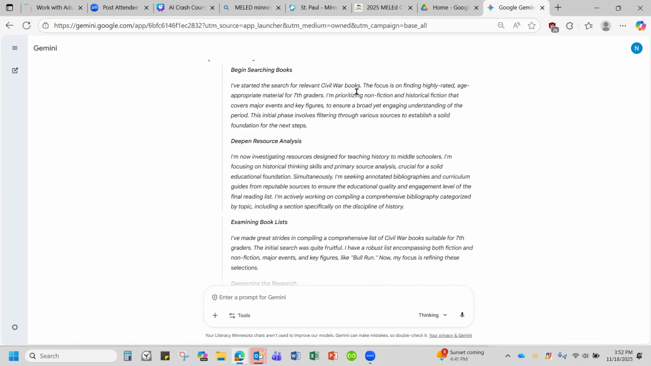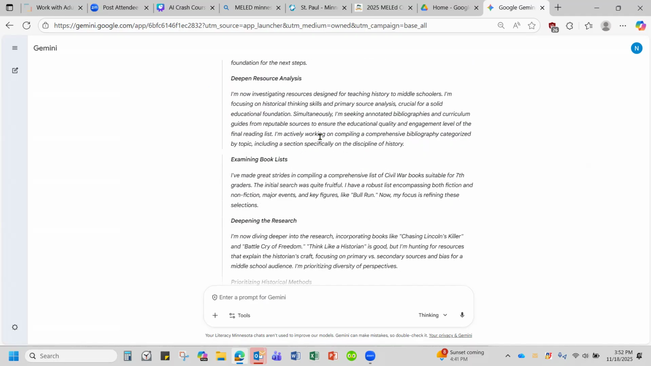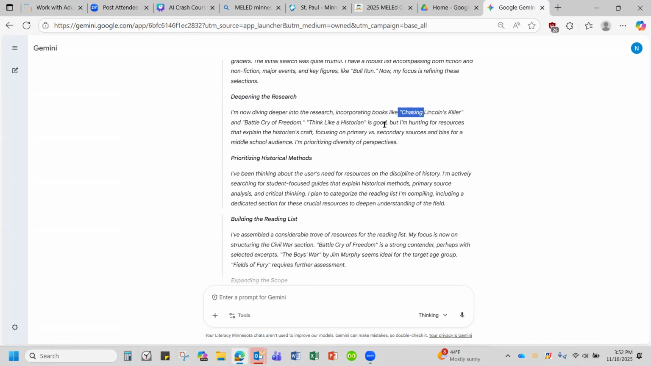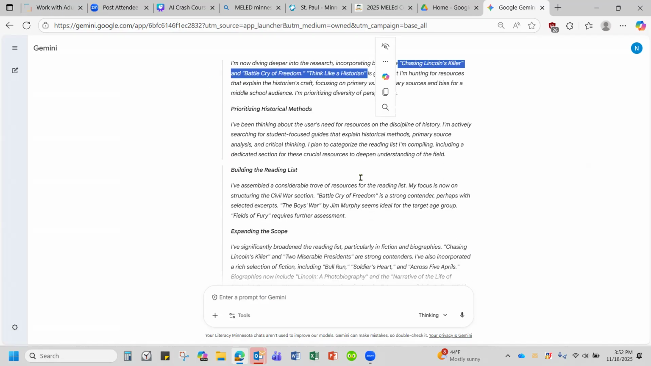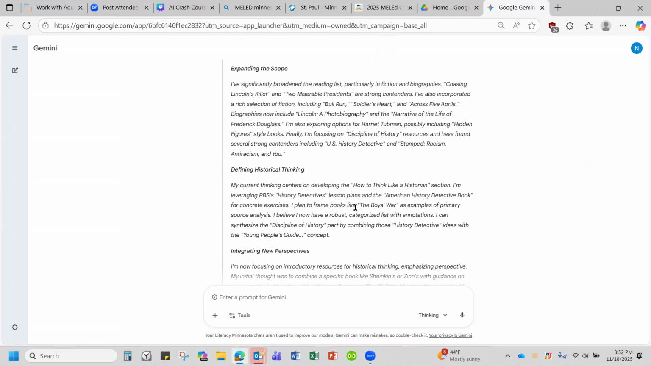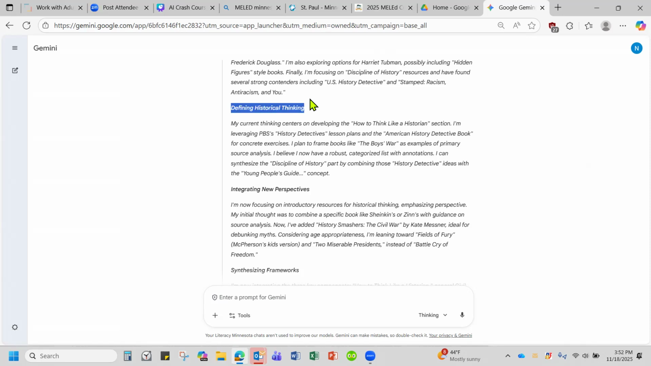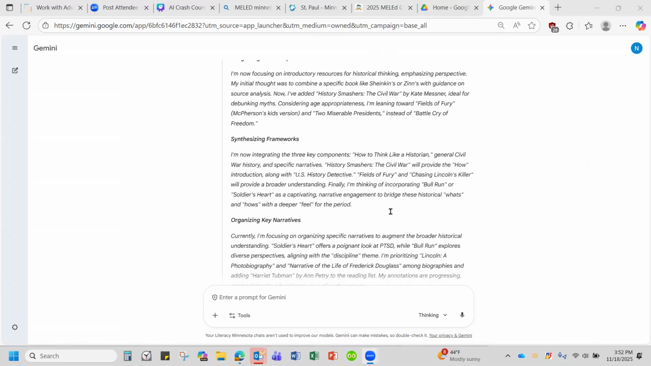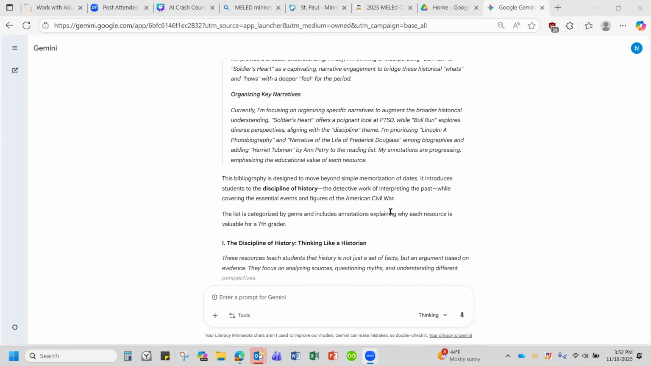So here, the AI rewords my prompt, begins looking at the vast field of literature, examines book lists, mentions a few resources here. I'm kind of breezing over it. Defining historical thinking. And again, you'll have to apply your own faculties as a teacher to limit or identify what's a good source, what's a bad source. Synthesizing frameworks, key narrative. And again, you have to think critically about AI.